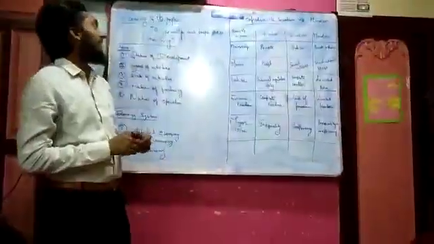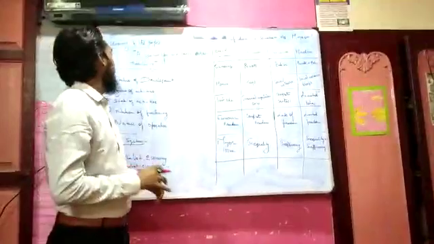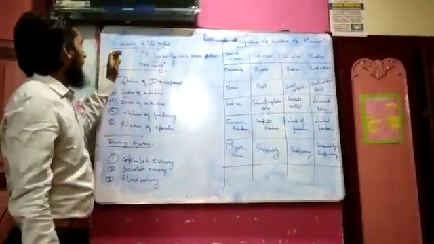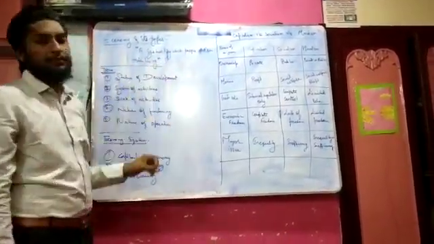Today we will see the last thing about the 12th standard chapter, Introduction to Macroeconomics. Today we will see what is economy and its types. Economy means a system by which people earn their living.